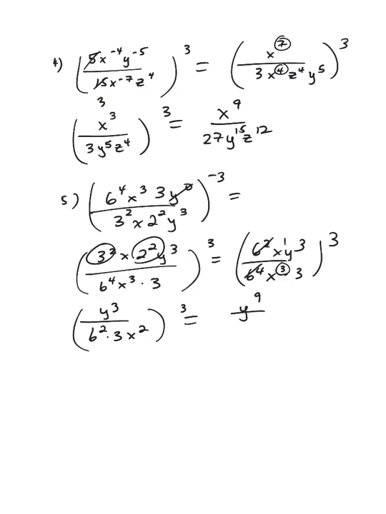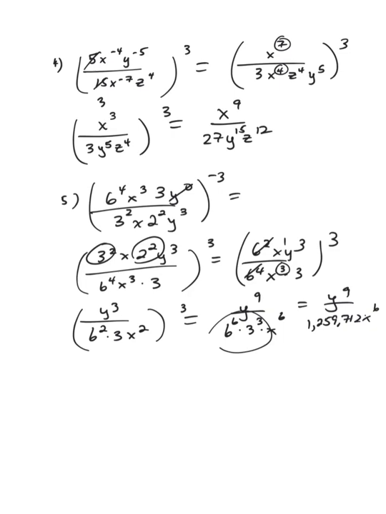I have 6 squared to the 3rd, which is 6 to the 6th, 3 to the 3rd, x to the 6th. So my final answer is y to the 9th over 1,259,712 x to the 6th. You are allowed to use a calculator to compute this if you wish, right?